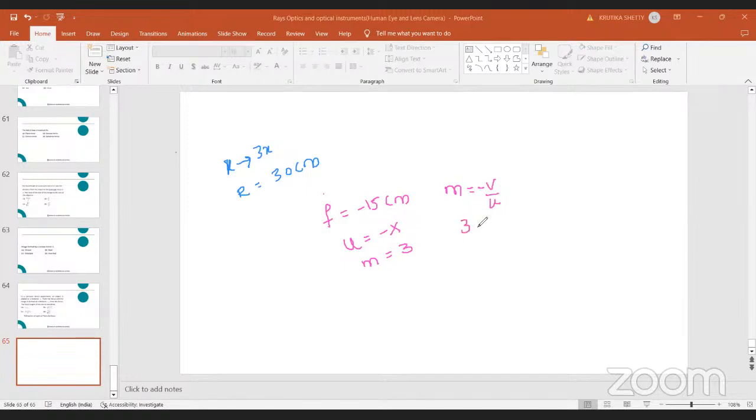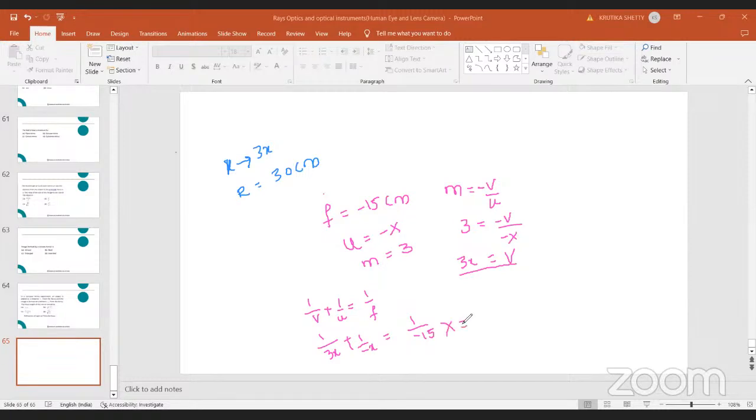m is equal to 3, which is equal to minus v divided by u, that is minus v divided by minus x, so v is equal to 3x. Next, I'll use the mirror equation, that is 1 by v plus 1 by u is equal to 1 by f. So 1 by v is 1 by 3x, plus 1 by u is 1 by minus x, is equal to 1 divided by minus 15.